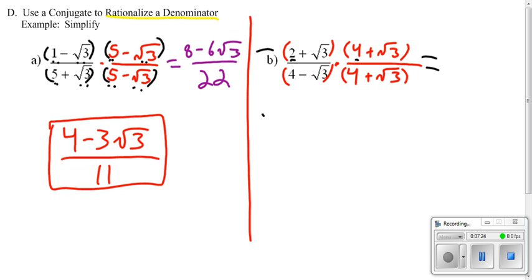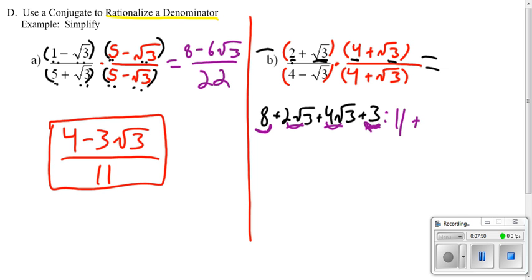2 times 4 is 8. 2 times square root of 3 is 2 square roots of 3. Square root of 3 times 4 is 4 square roots of 3. And the square root of 3 times the square root of 3 is 3. Combining like terms, we have our 8 and our 3 make 11. Our 2 square roots of 3 and our 4 square roots of 3 make 6 square roots of 3. So that's going to be our numerator.